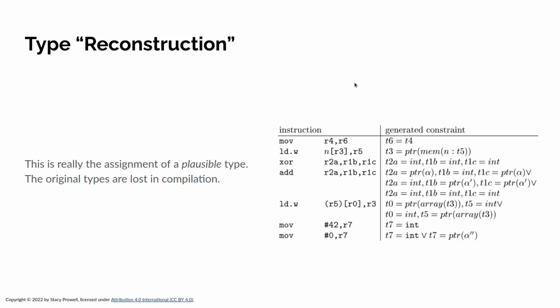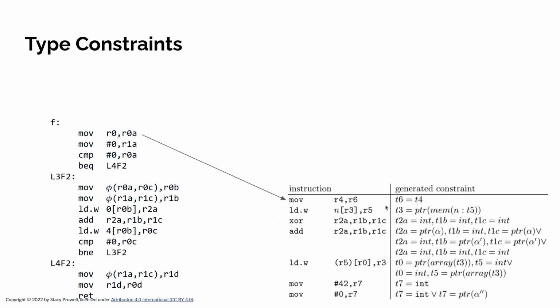All right. But we have constraints for each one of these little things. And the idea is we would go through the code and we would apply the constraints. So up here we have this move, and we look down here and there it is. And so this gives us a constraint.